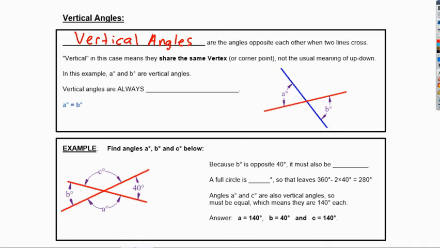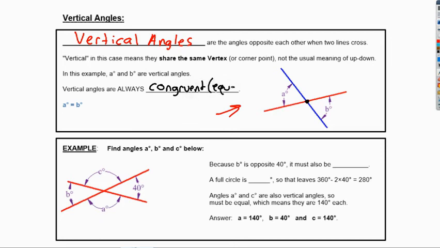So you can see I have two lines here at this problem. I have a red line and I have a blue line, and they cross right here in the middle at this point. We do it in black. They cross right here. If you have two lines that cross each other, the angles that are on exact opposite sides of each other will always equal the exact same amount. So vertical angles are always congruent. Congruent's a fancy word for equal.